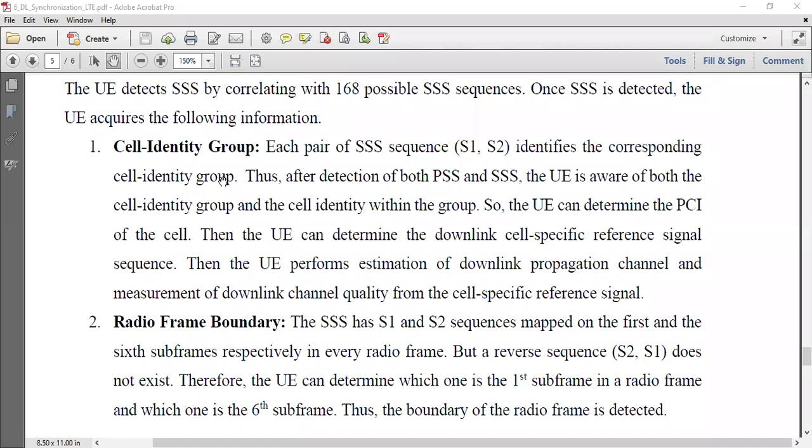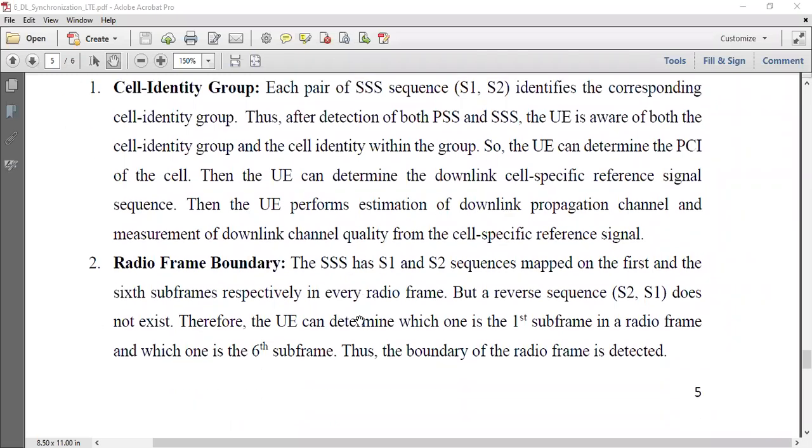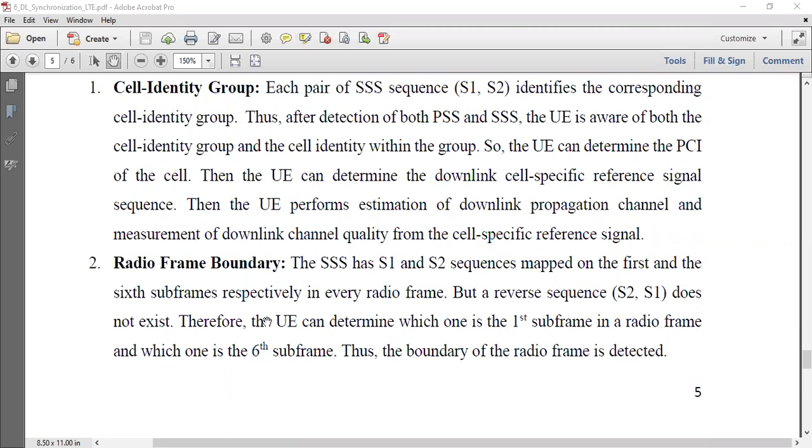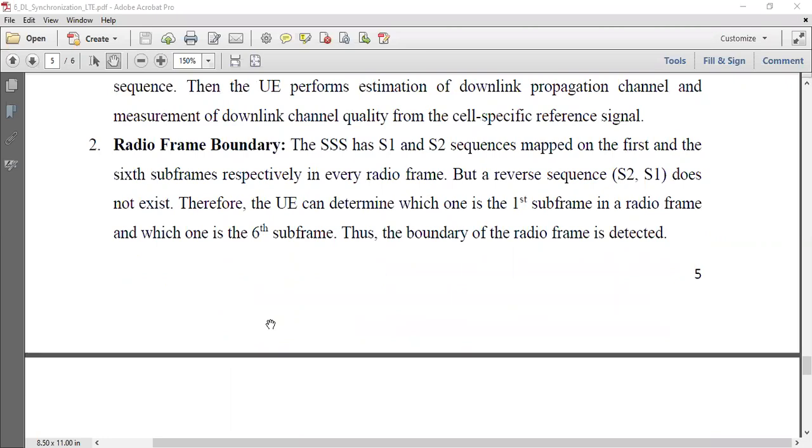So, you know the cell identity group, so actually you have complete information of the PCI. You know the radio frame boundaries, so from now on, you can actually read the messages, okay? The packets, okay, which carry information. Now you can read.